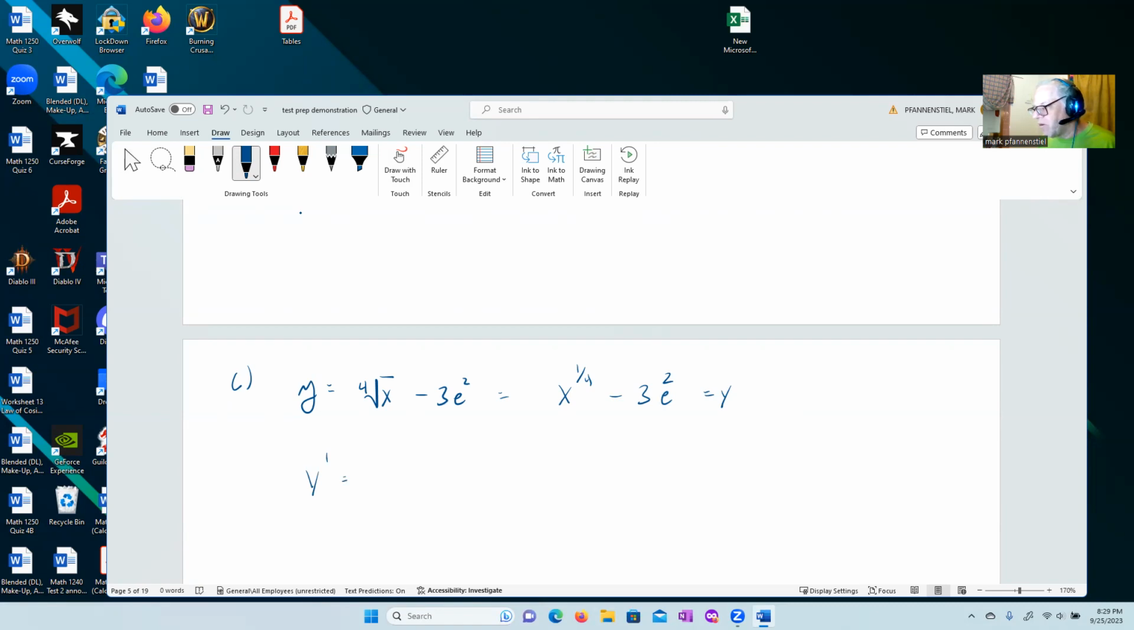So we use our power rule here. That's simply 1/4 x to the 1/4 minus 1, right? If I have a quarter and I have to pay somebody $1, I am now in debt 3/4. And then 3e squared, that's just a constant, so that's going to be 0 in our derivative. So at that point you say, hooray, you're done. Okay, so that's problem number 3.